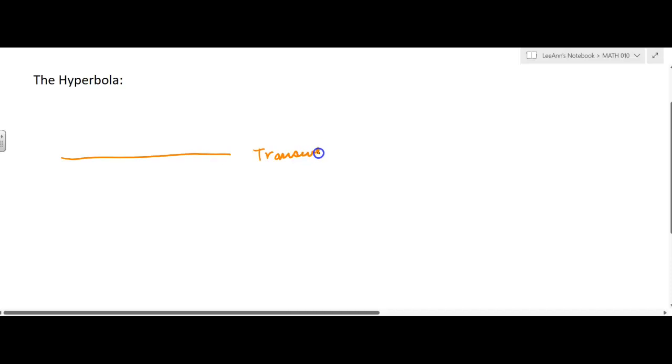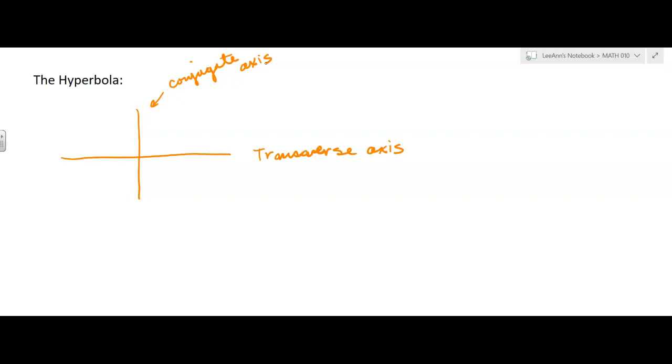Transverse axis. And then we have what's called the conjugate axis. So this would be the conjugate axis. And you can think of them being similar to the major axis and minor axis for an ellipse, okay? Where those two intersect, that is going to be the center. Okay, and we saw similar things when we were doing an ellipse.